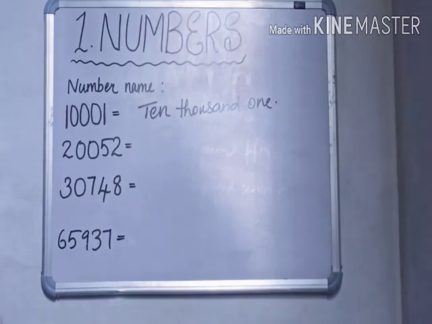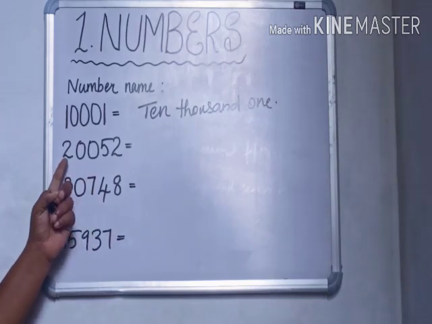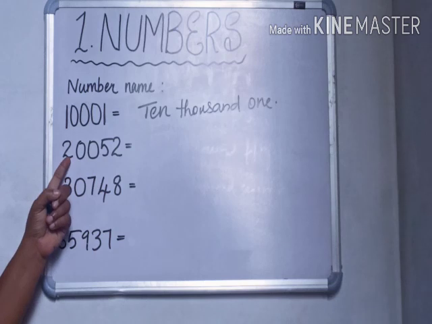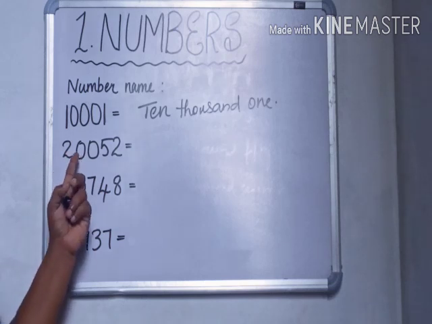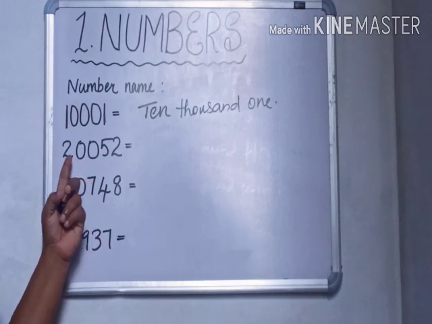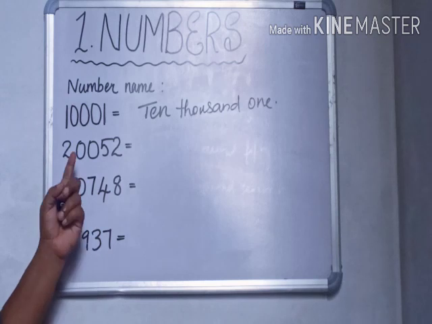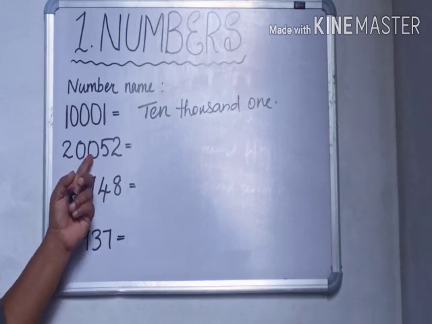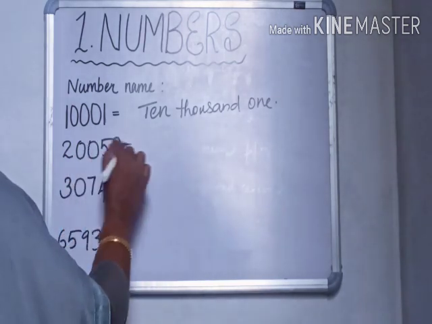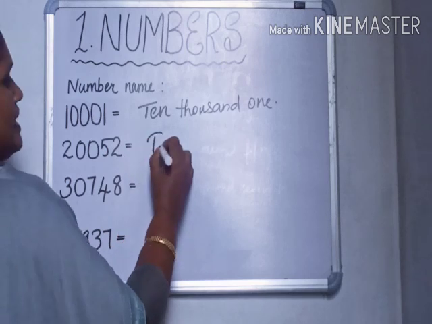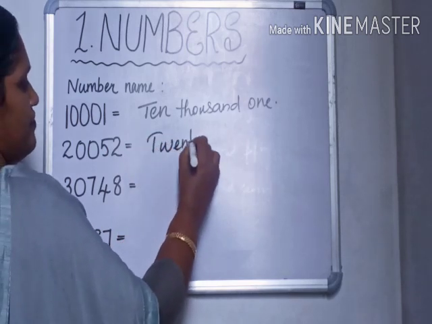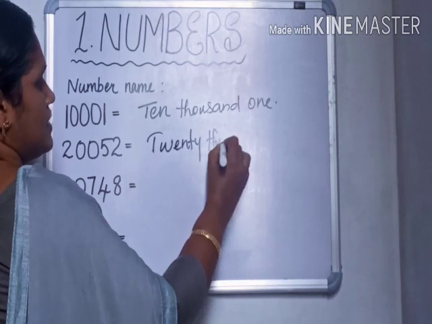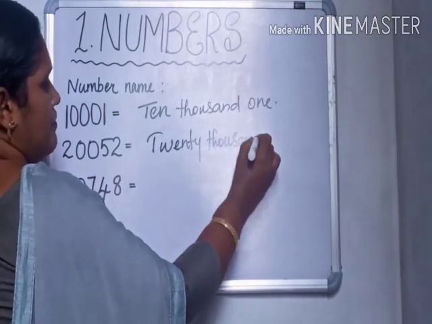Second one, in 10,000s place 2 and in thousands place 0. So, we should read together the tens, 10,000s and thousands place. So, 20,052. The number name of this is 20,052.